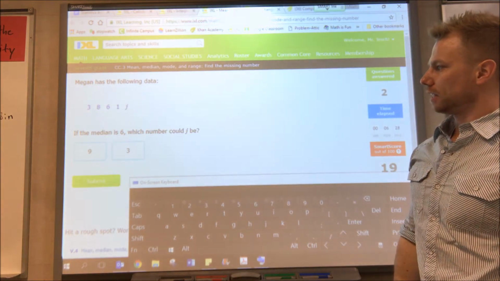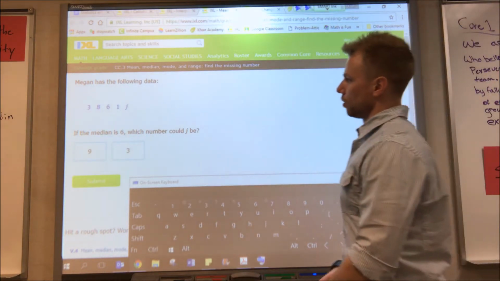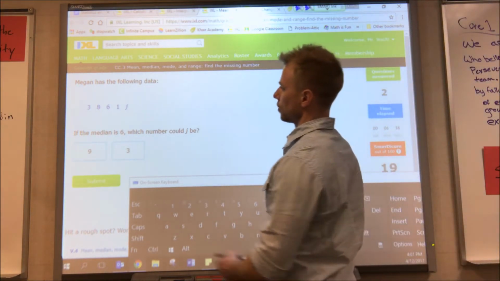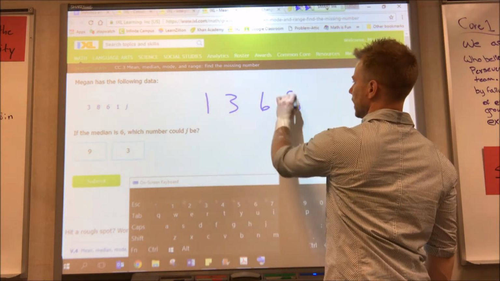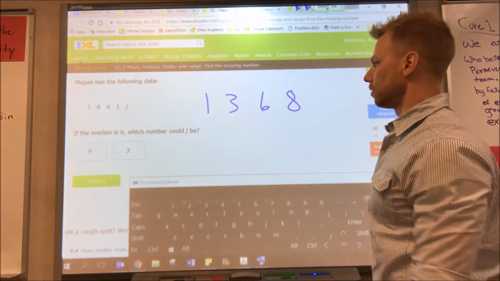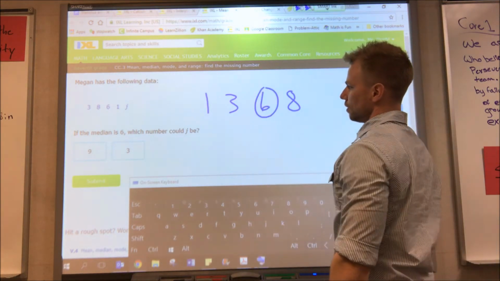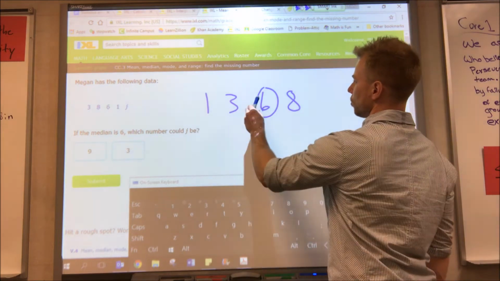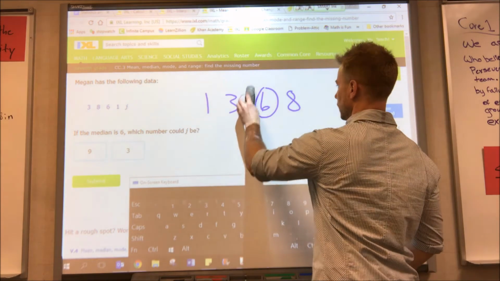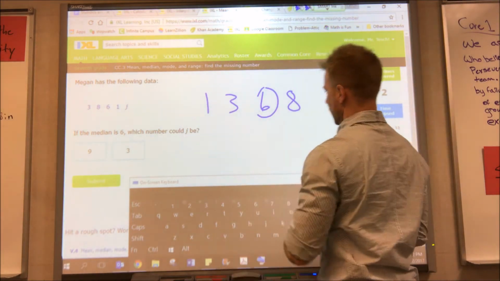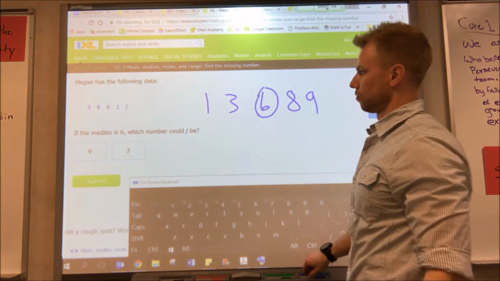And if the median is 6, which number could J be? Remember, that's a middle. We have to put them in numerical order first. So we have 1, 3, 6, 8. The middle is going to be 6. That means this 6 has to be the middle. So if J was 3, that would make 3 the middle. So it can't be 3. It's got to be 9. So that 6 is in the middle for the median.